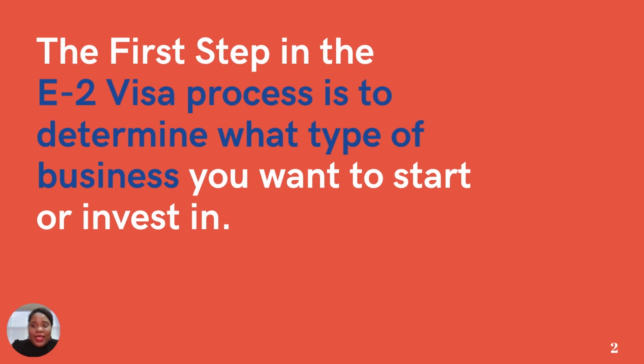The first step in the E2 visa process is to determine what type of business you actually want to start or invest in. So are you an entrepreneur that's a consultant? Are you a coach? Are you thinking of opening up a restaurant or a coffee shop or maybe an e-commerce business? You need to determine what type of business that you want to start so that you can plan accordingly and also create a business plan.